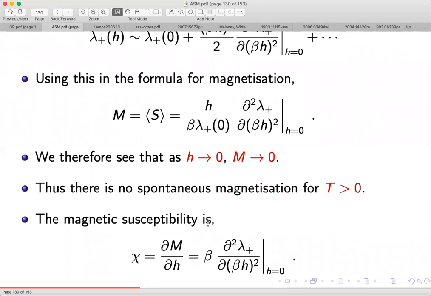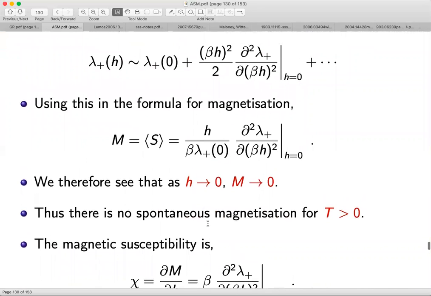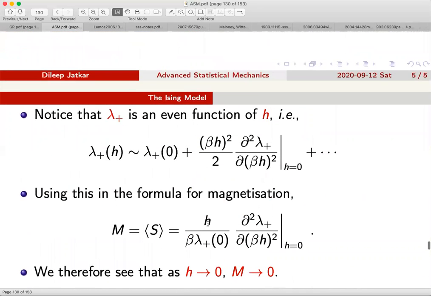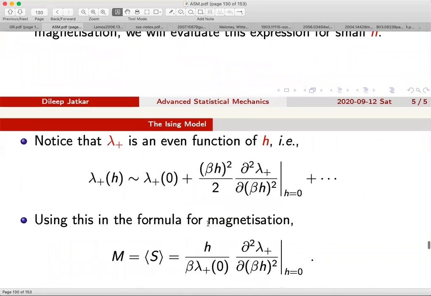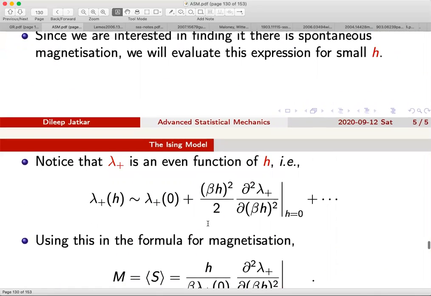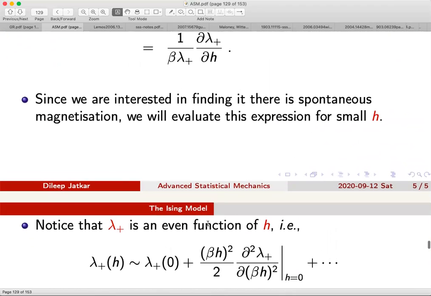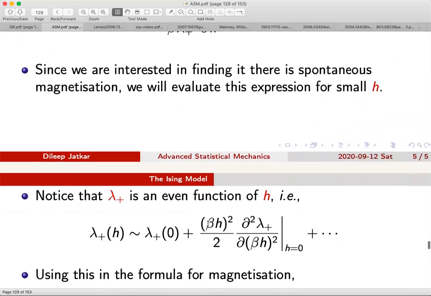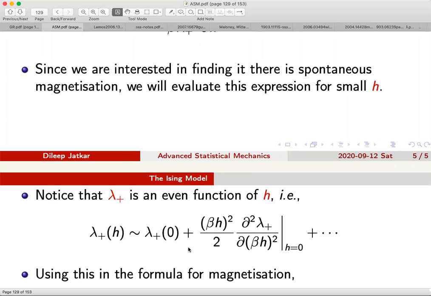Sir, yes, please explain the first line here. I mean, lambda plus is an even function of H, and then we're expanding it in a series expansion. This is not clear to me. Yeah, this one. What is the problem?